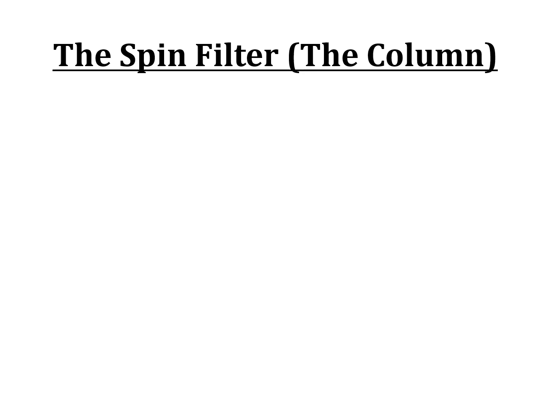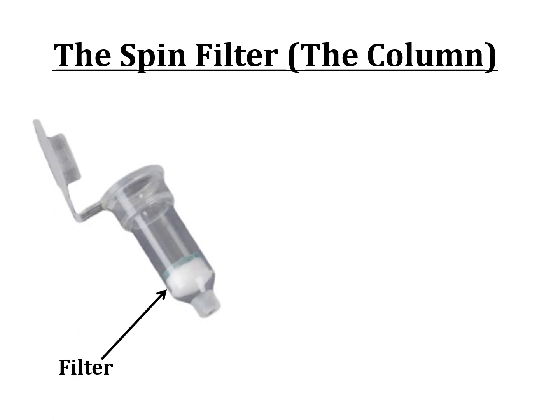So what we do is we use what's called a spin filter or a column. This is the column, and this white thing is the filter.